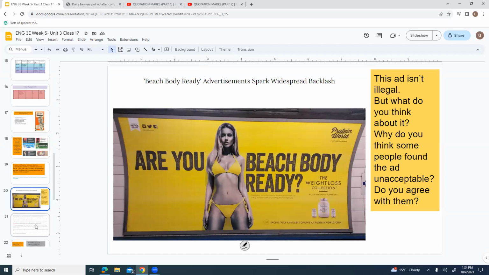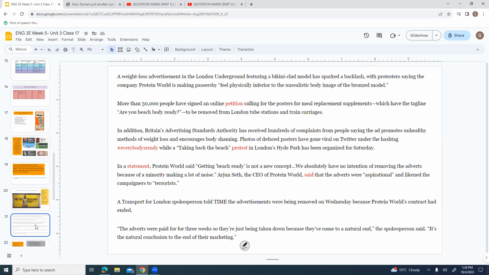All right, let's take a look at this. This is over in UK, England. A weight loss advertisement in the London Underground featuring a bikini-clad model has sparked a backlash, with protesters saying the company Protein World is making passersby feel physically inferior to the unrealistic body image of the bronzed model. More than 50,000 people have signed an online petition calling for the posters for meal replacement supplements, which have the tagline, "Are you Beachbody Ready?" to be removed from London tube stations and train carriages.